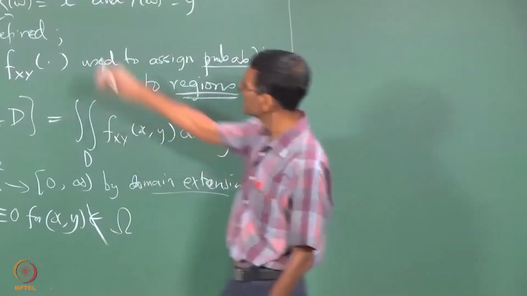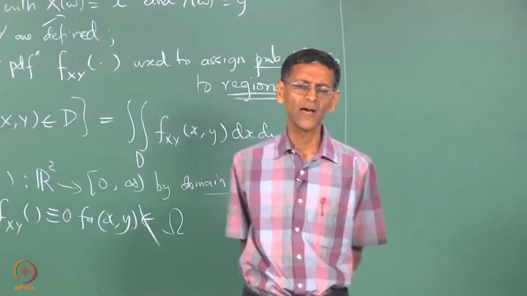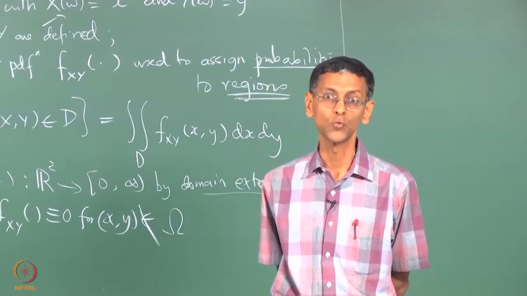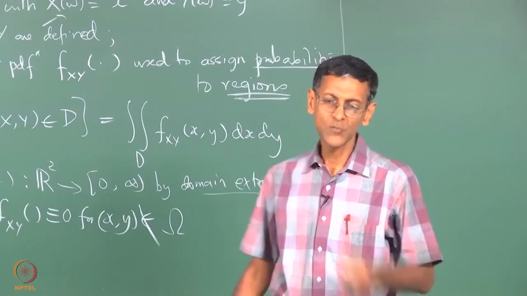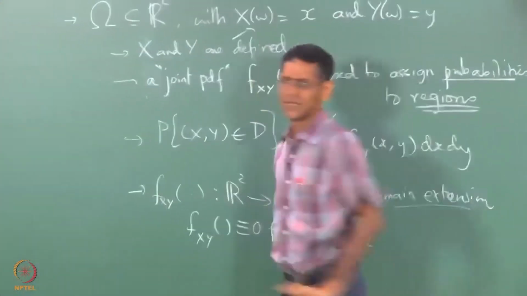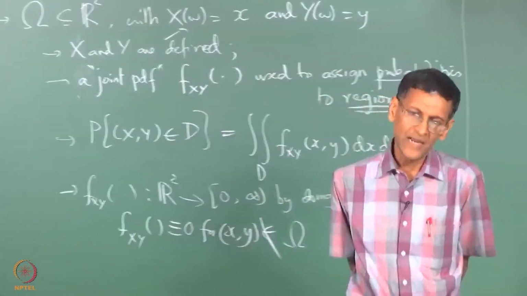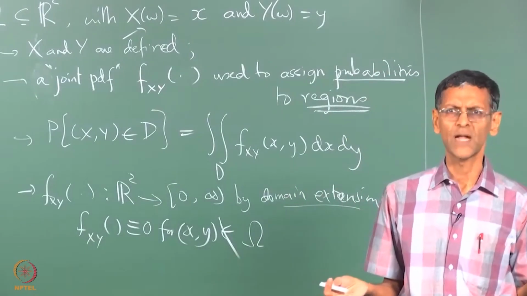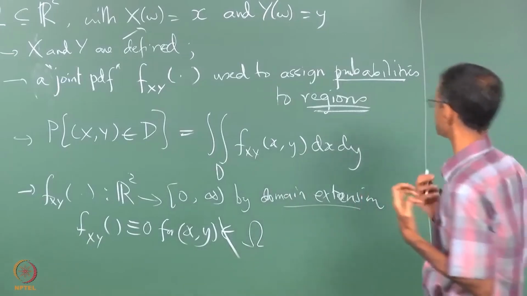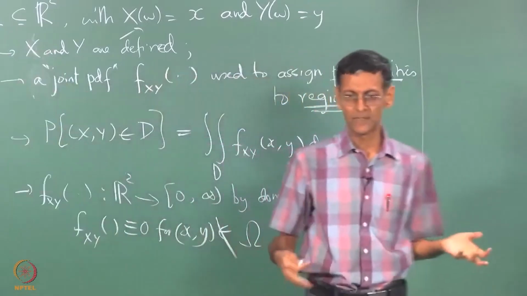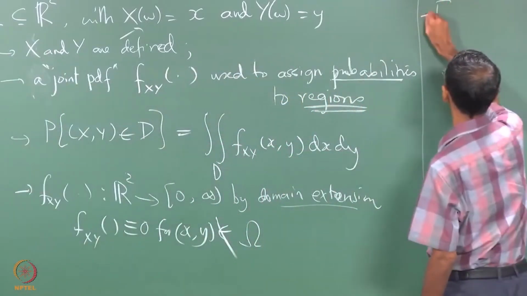Now there is a small notational extension I have to do. What if my X and Y are obtained from a bigger space, for example some R power k for k bigger than 2? In such a case you cannot claim that omega itself is contained in R squared. Omega can be bigger, but X and Y are just two random variables, so they have to take values only in the plane together.